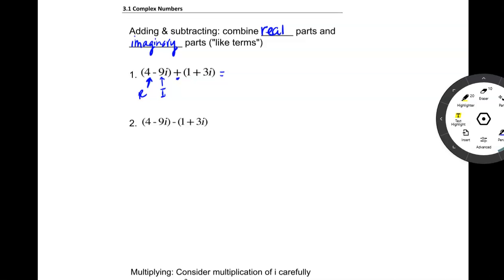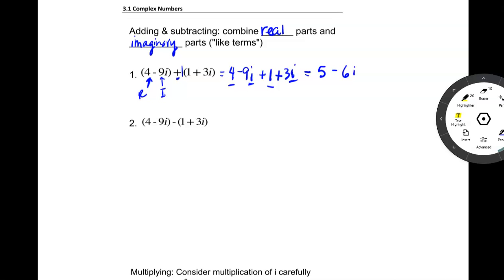And so we can add these together. Since we're just adding, we can basically just ignore the parentheses. You can think of it as distributing a +1 across the parentheses. Well, that doesn't change anything. So now I just combine like terms. 4 plus 1 is 5, and negative 9i plus 3i is negative 6i.